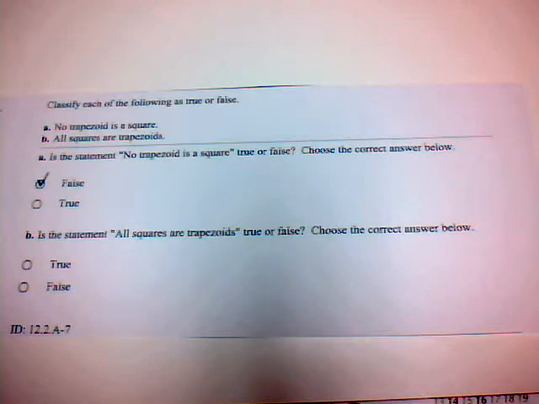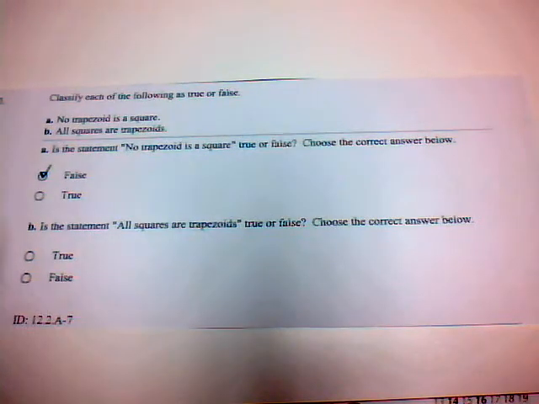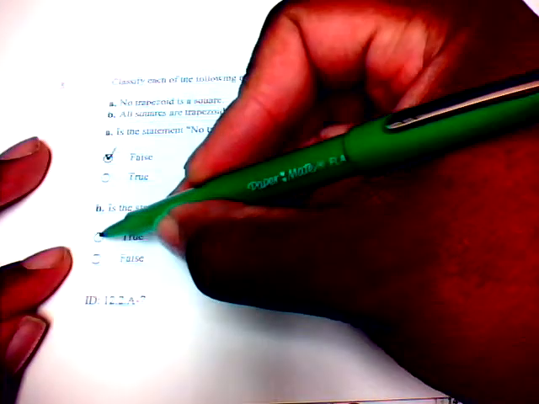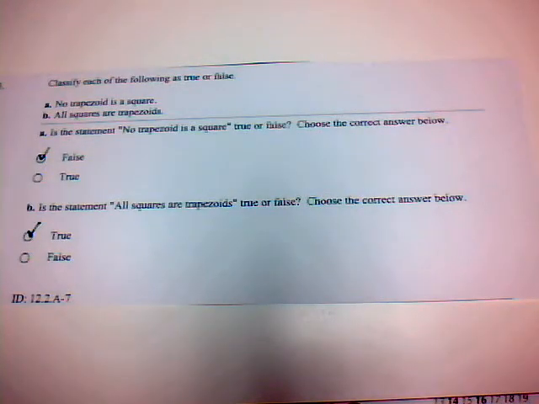Okay, and that should say not all squares are trapezoids. This one says no trapezoid, and that would make that a false statement. Part B, all squares are trapezoids. In this case, that's true, because all squares have all the properties of a trapezoid. Not only that, it does have the properties of a parallelogram and a rectangle and a rhombus. So all squares being trapezoids would be true.